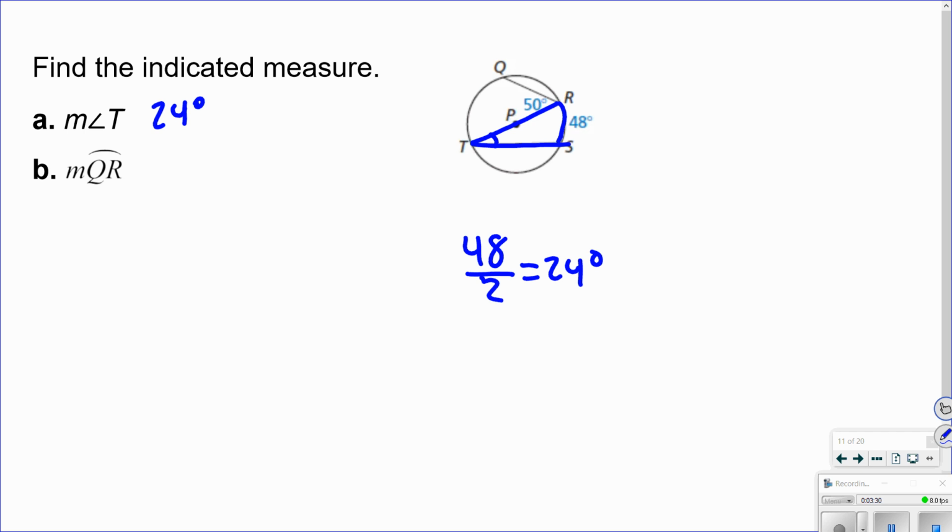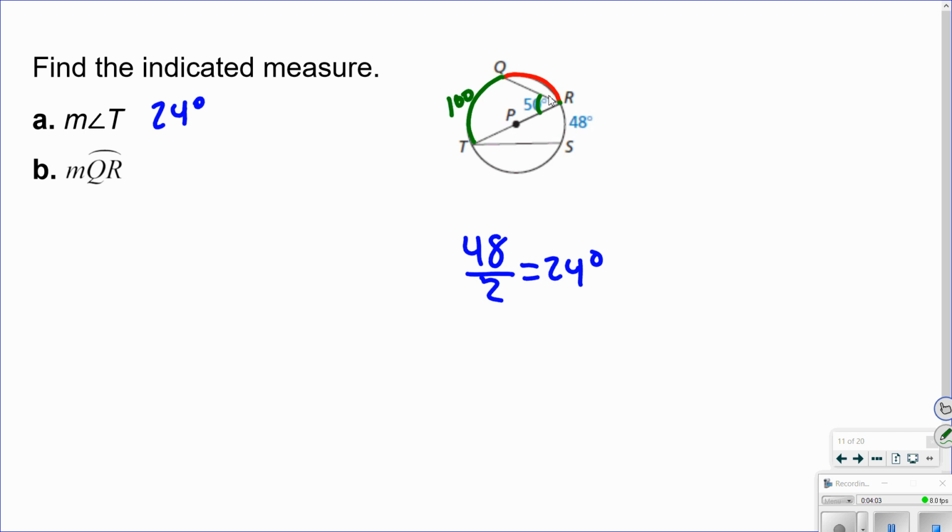Okay, now it asks me for the measure of arc QR. So arc QR is right here. So we've got to try to figure out what that arc's equal to. I don't think there's any way to find it directly, but one thing we can find, let me outline this in a different color, I can find the measure of arc QT. It goes with that angle right there. And that's an inscribed angle, right? Its vertex is on the circle. So if that angle is 50, I double it to find that.